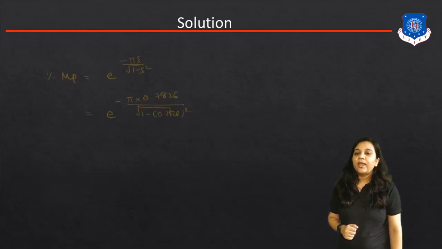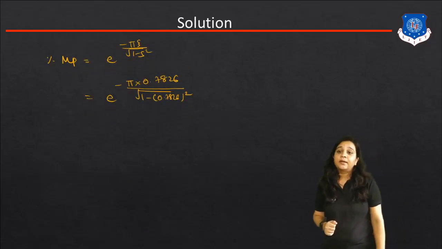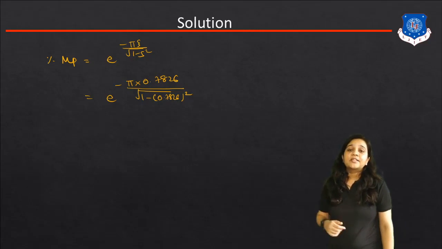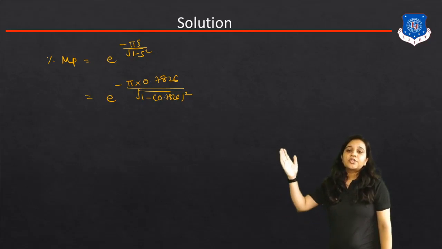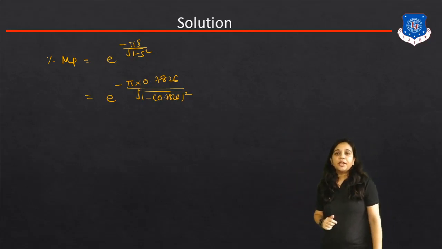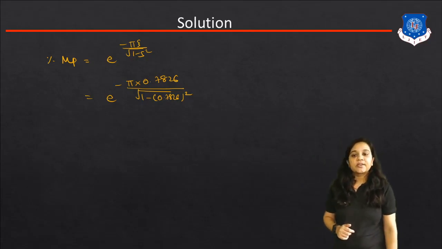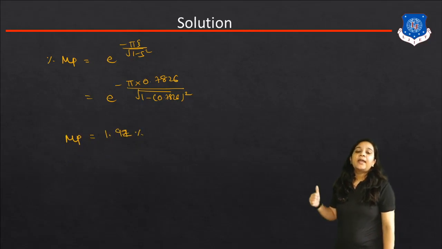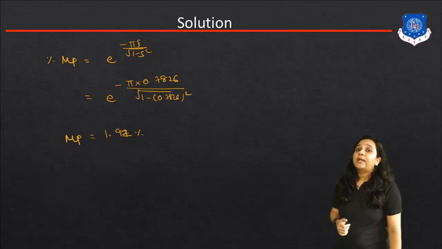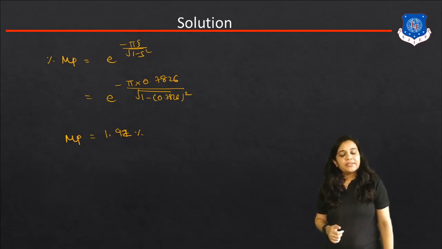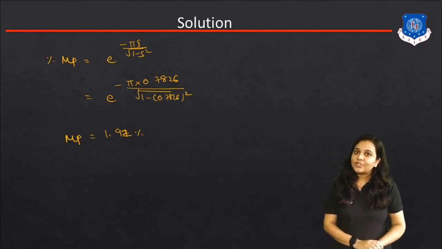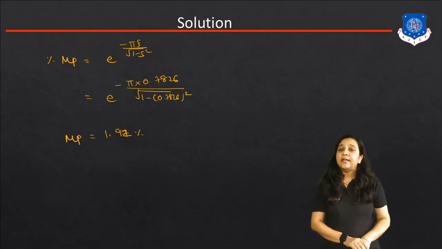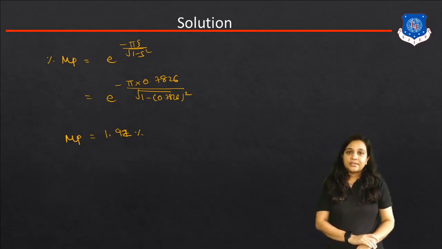0.7826, and percentage of MP is equal to e raised to minus pi zeta upon under root of 1 minus zeta square, that is equal to e raised to minus pi into 0.7826 upon under root of 1 minus 0.7826 square. Simplify this term and we get MP 1.92%. So using the value of damping ratio and natural frequency, we can easily find out the value of percentage peak overshoot. Clear?